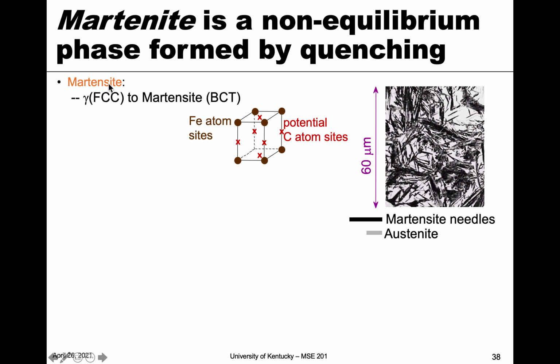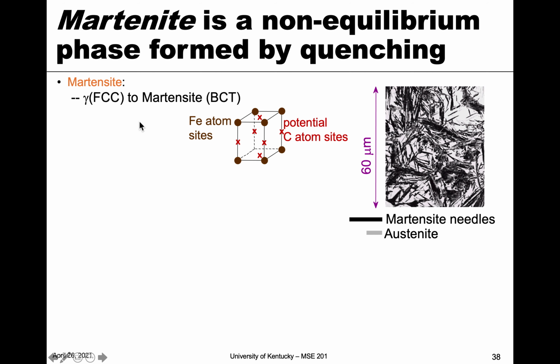However, we know ferrite has a very low solubility of carbon. It's actually 0.02%, so it's a very small amount. So if you quench this austenite structure, it has all this carbon saturated in the structure, and it won't be able to diffuse out the carbon to form Fe3C and ferrite, or the BCC structure.